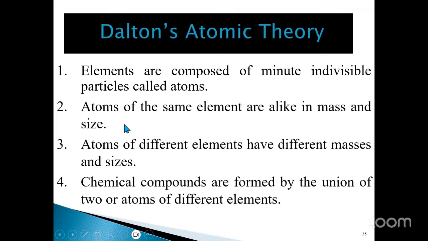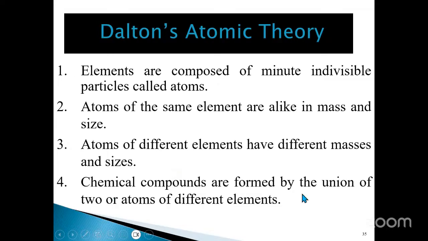Okay, the second assumption is that atoms of the same element are alike in mass and size, which we now know to be generally true. Again, there's some modification to this because of the existence of what are known as isotopes. I don't know if you're familiar with that term, but isotopes are basically different atoms of the same element which have different masses, right? So basically, this is not 100% true, let me put it that way, for the second assumption. For the third assumption, atoms of different elements have different masses and sizes. We all know that to be true.